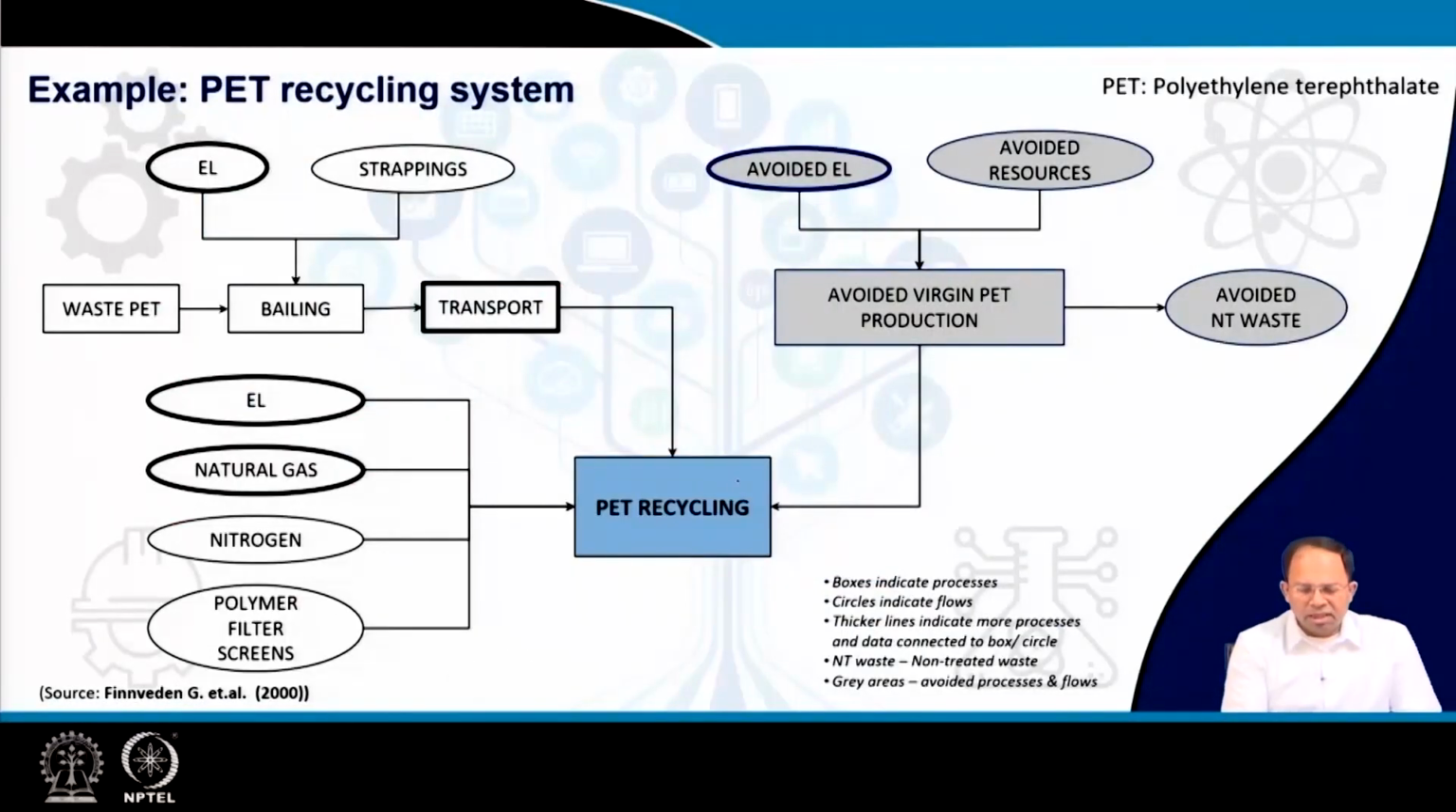Coming to another example, this is PET bottles recycling. This is one form of plastic recycling. So here also, first of all, we collect this waste PET bottles, we bale them, we press them, make them into blocks. That requires electricity, that requires certain strappings to make them into bales. Finally, these are transported, that also we will spend energy on fuel, which will lead to certain environmental impacts. So eventually PET recycling happens. We require electricity, natural gas, nitrogen, polymers and all these things for PET recycling.